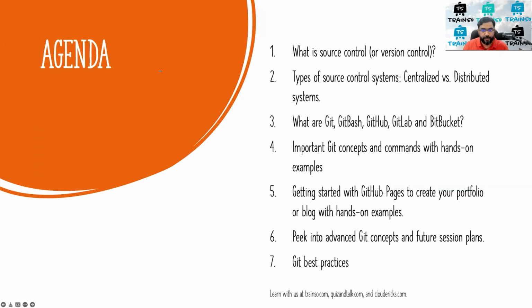What is the agenda for today? First of all, what is source control? The types of source control systems, centralized versus distributed systems. What are Git, Git Bash, GitHub, GitLab, Bitbucket? I'm sure if you are in the software industry, you may have heard at least some of these at some point in your career. And we will discuss some of the important Git concepts and commands with hands-on examples.